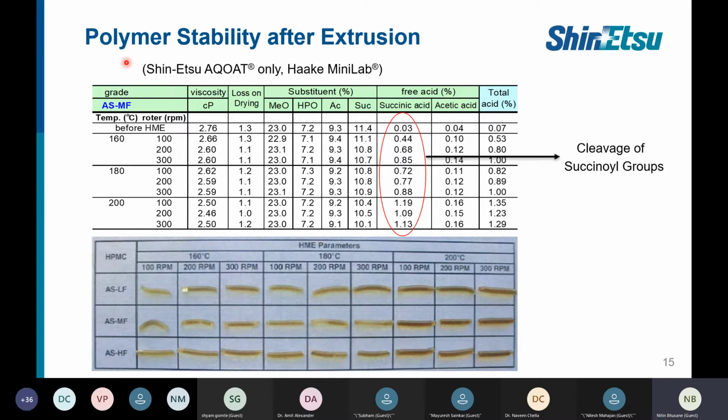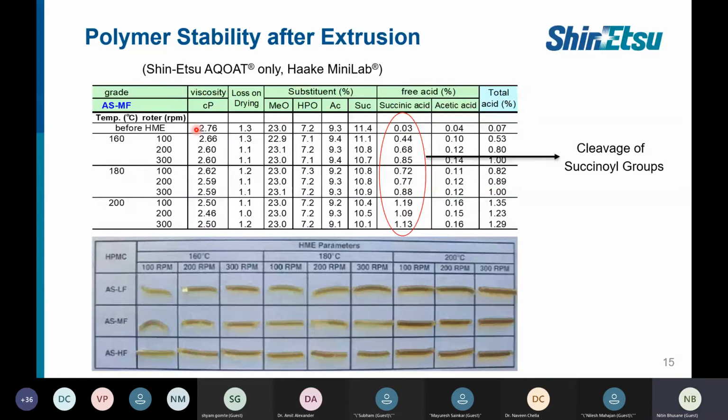As you can see in the first row, we have run the plain polymer in this case on a Haake Minilab equipment. Before running HME, the viscosity of HPMCAS was around 2.76, LOD around 1.3, with the methoxy, hydroxypropoxy, acetyl and succinyl content you can clearly see. Main focus should be given to the free acid. Free acid before running on HME is around 0.03 of succinic and 0.04 of acetic. Total free acid is around 0.07.